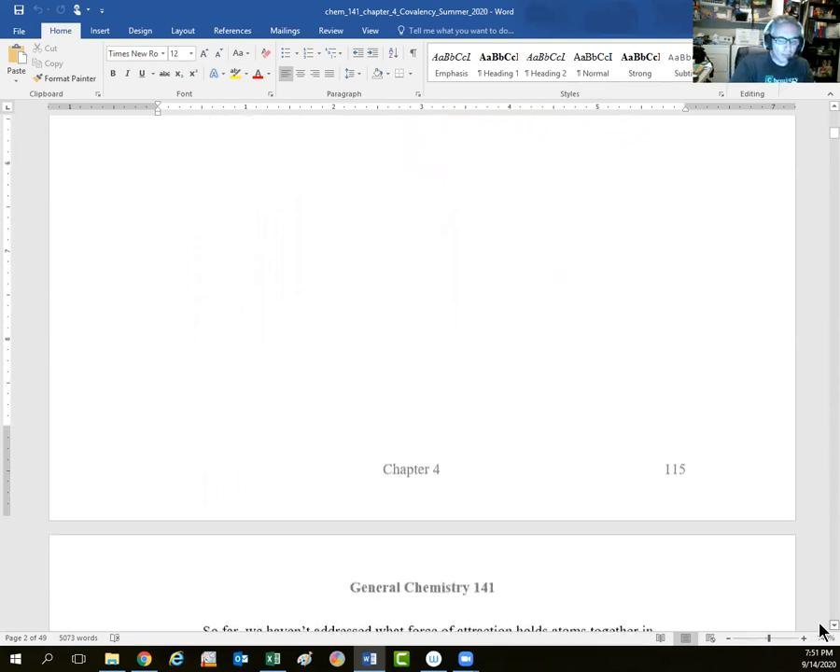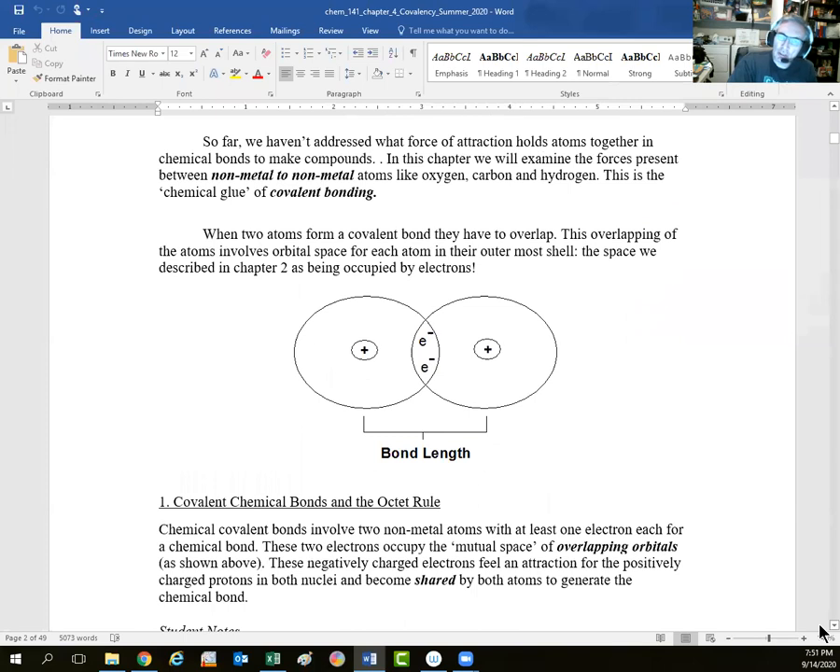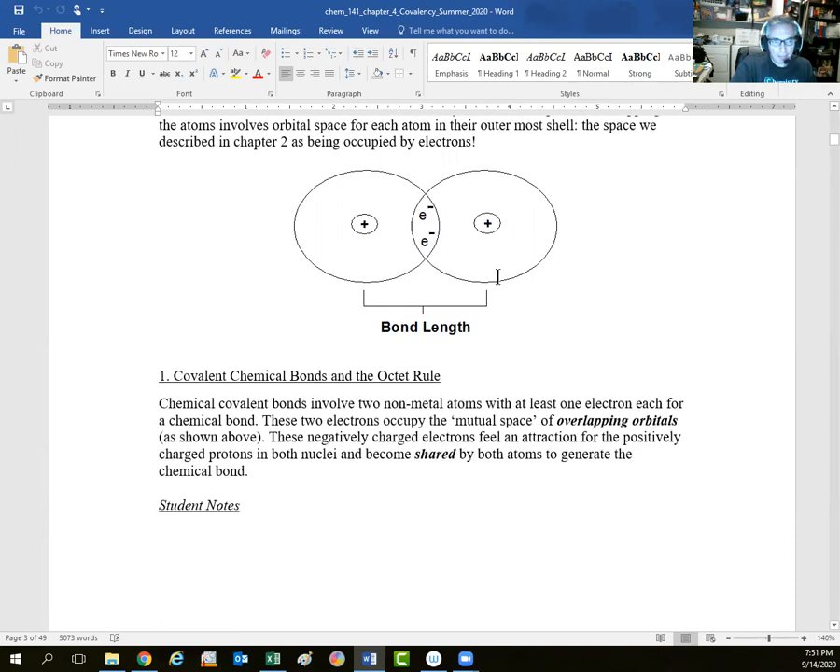So let's move on with chapter 4. We had talked about ion chemistry in the previous chapter. Now, atoms come together as they do in covalent chemistry by overlapping their shells that contain electrons, and therefore the atoms would fight over those electrons in the mutual space.